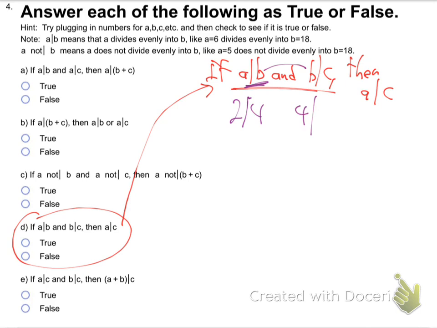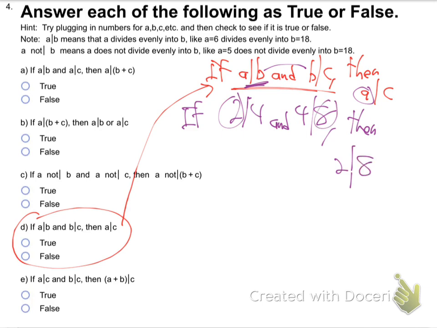So what's something else I could use for C then? 8, right? That's beautiful. So that meets the if, right? If 2 goes into 4 and 4 goes into 8, certainly does. Then, now the A, got to use it. What was the A? The 2 will go into, what was C? 8. Then 2 will go into 8.